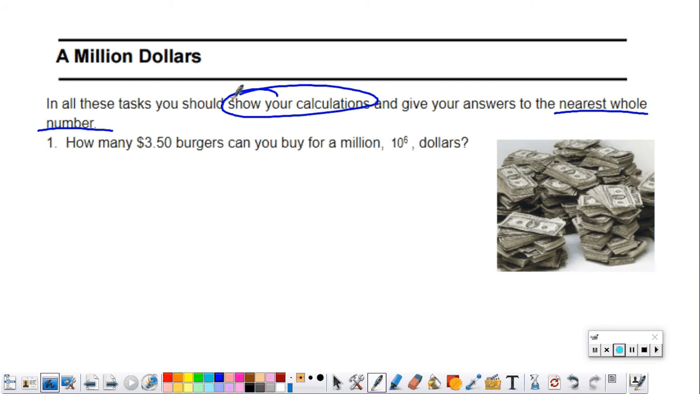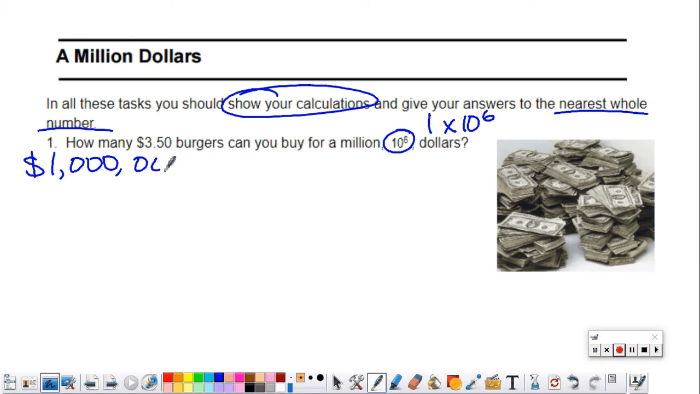All right, so this asks us, how many $3.50 burgers can you buy for $1 million? Okay, and there's representing a million by 10 to the 6th power, but I actually want you to write out 1 times 10 to the 6th power. That's the scientific notation form of $1 million. Okay? How many zeros does 1 million have? 6. Okay? So I want you to write out $1 million.